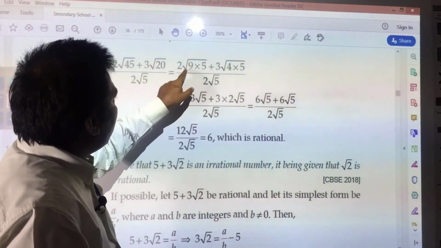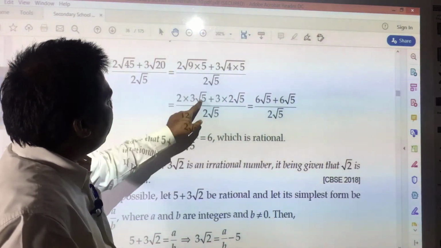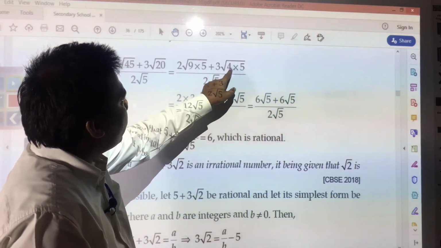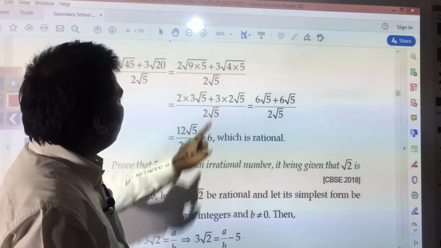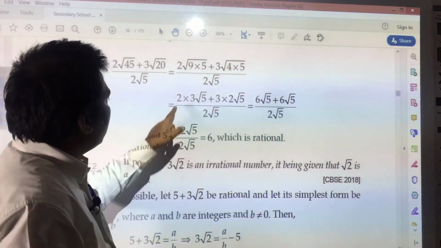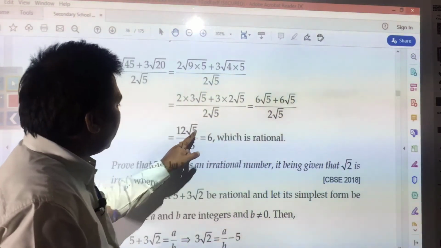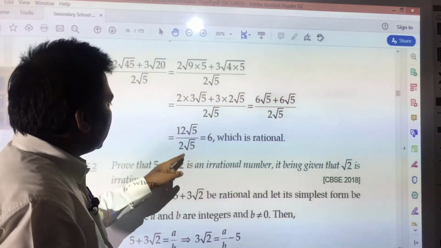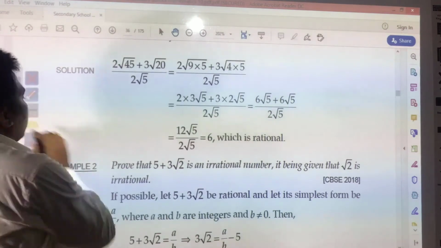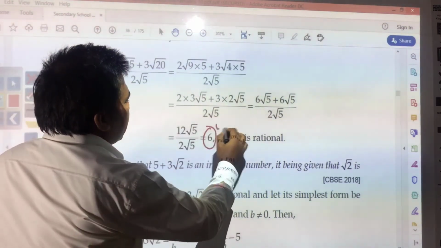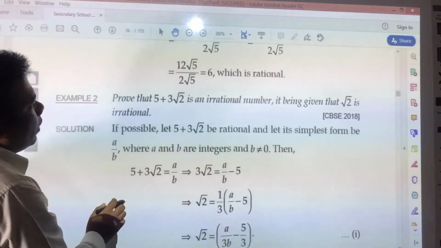So, root 9 is equal to 3. So, 2 times 3 is 6 root 5, and root 4 is equal to 2. So, 3 times 2 is 6 root 5, divided by 2 root 5. So, this will be 6 root 5 plus 6 root 5, 12 root 5 divided by 2 root 5, and if you cancel this, you will get 6, which is rational. So, after simplification what did you get? You got 6 and 6 is rational. In this way you need to simplify. You have already learnt simplification in the previous class.